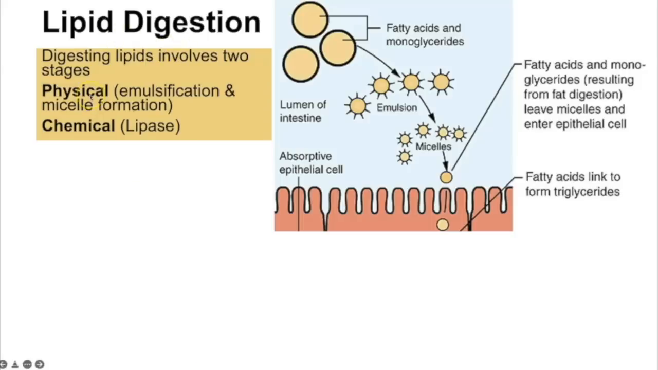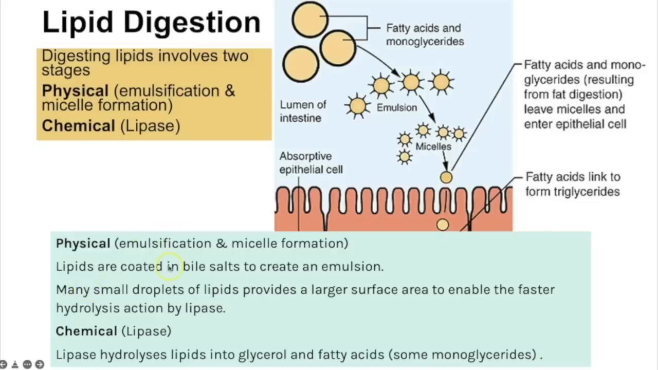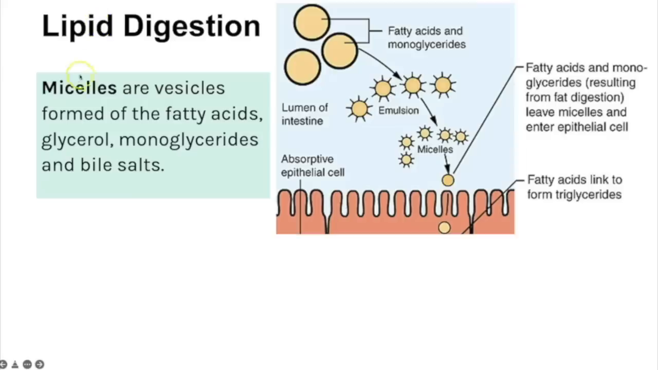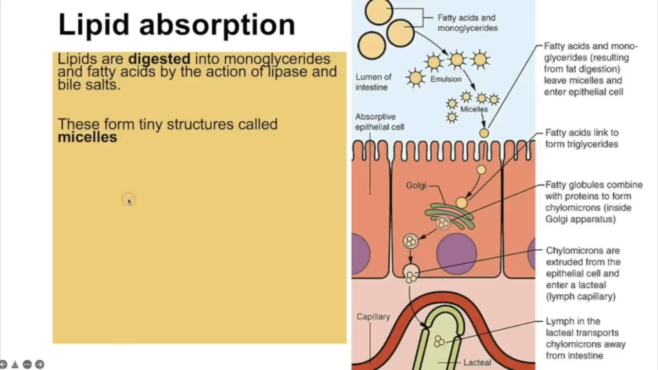So we can see here the physical and the chemical digestion. Physical is the emulsification and that micelle formation. Chemical digestion is the action of the lipase. So the physical, this is where the lipids are coated in bile salts to create an emulsion. Many of those small droplets of lipids provide a larger surface area to make hydrolysis faster. And as we said, the chemical is just the action of lipase. Now, a micelle is a vesicle formed of fatty acids, glycerol, monoglycerides and bile salts, but we're going to have a look at how that aids in the absorption of lipids.